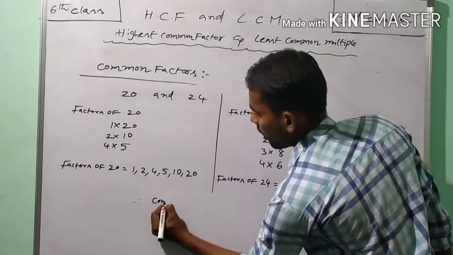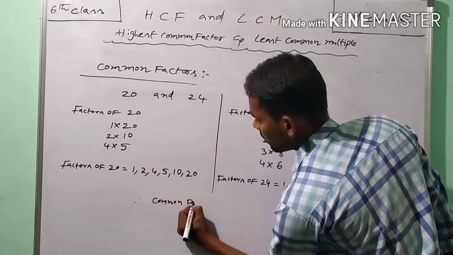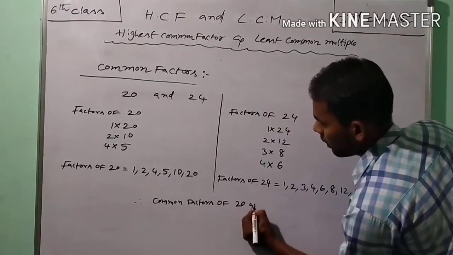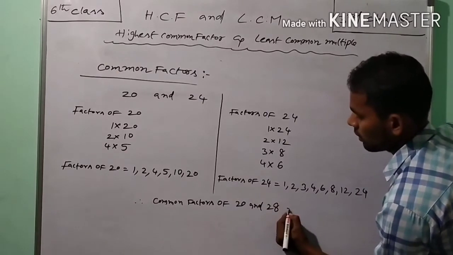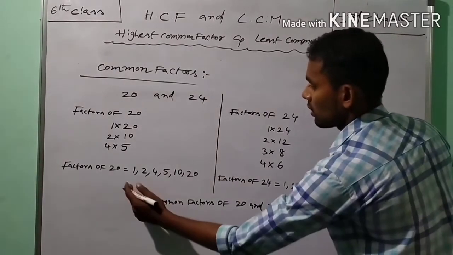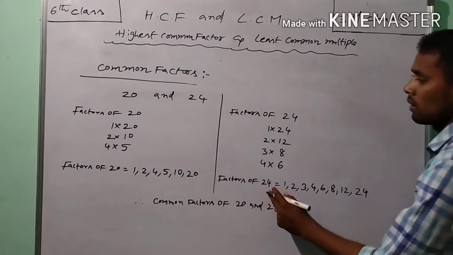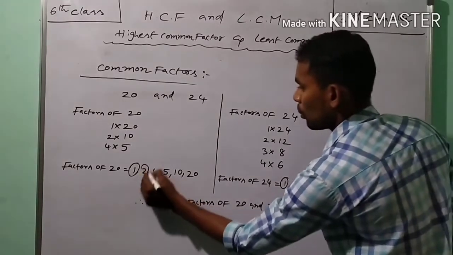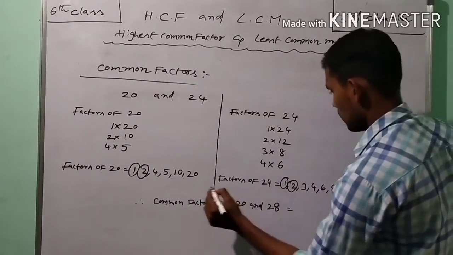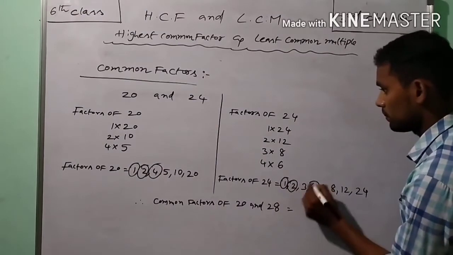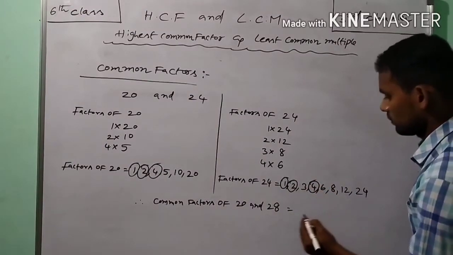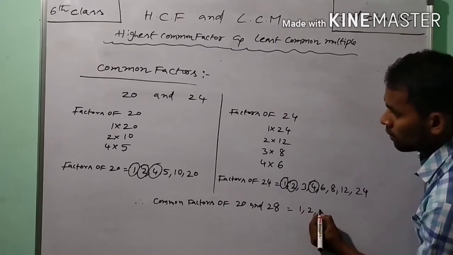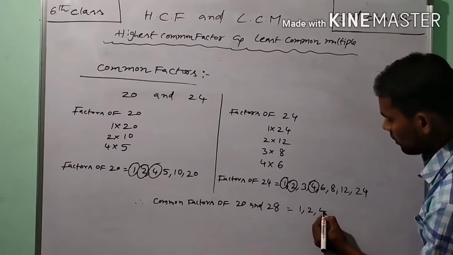Therefore, common factors of 20 and 24 are 1, 2, 4.